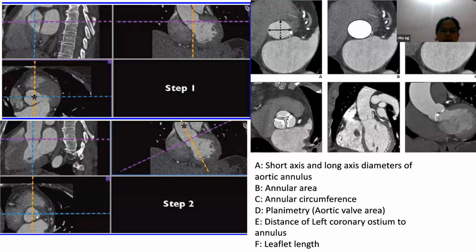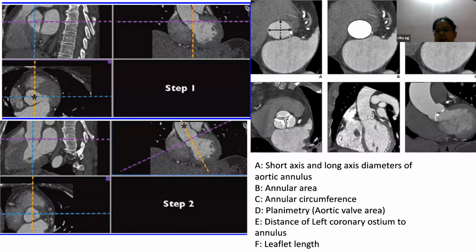Now I scroll a little bit down and I get the annular plane. So once I scroll a little bit down on this image, I get this annulus. And once I have this picture, then I take the long axis and the short axis diameter of the annulus. I measure the area of the annulus. Then I use another tool to measure the circumference of the annulus. I go slightly up at the level of the aortic valve and calculate the valve area.